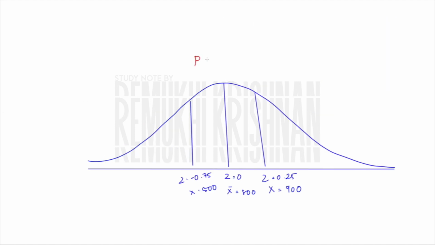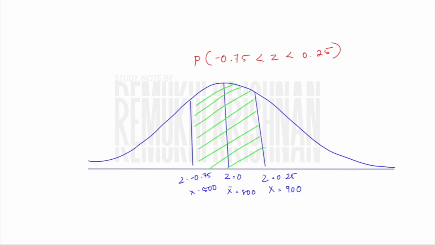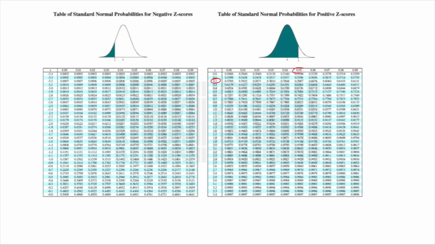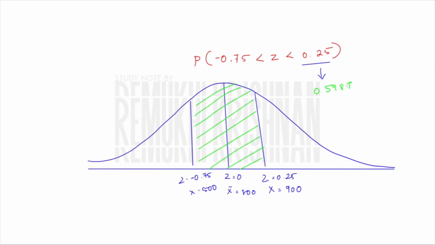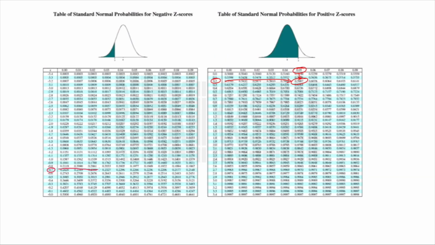With the help of this diagram, again we can understand that the area we have to find is the area in green. Our 0.25 is nothing but 0.5987, and 0.75, that is the negative value, comes to be 0.226.